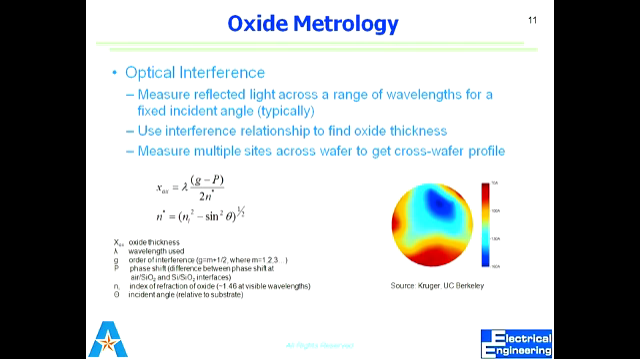Okay, so that was all about the oxidation systems. We talked about horizontal and vertical furnaces, and we talked about RTP, that is rapid thermal processing. And now we will talk about how to measure the thickness of oxide. How we can measure the thickness of oxide.